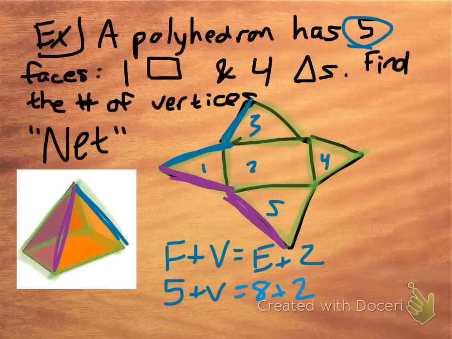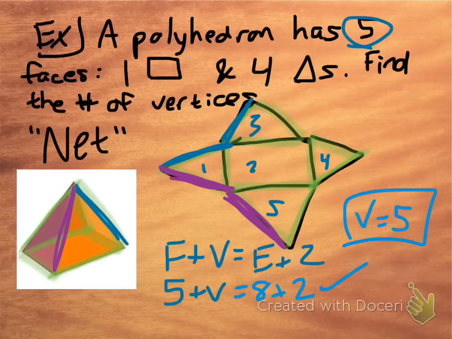Anyway, so it has 8 plus 2, right? So we would say the number of vertices is 5. Because you just solve this equation, right? 5 plus something equals 10. Therefore, that something is 5. Anyway, so that's kind of how you use Euler's formula.